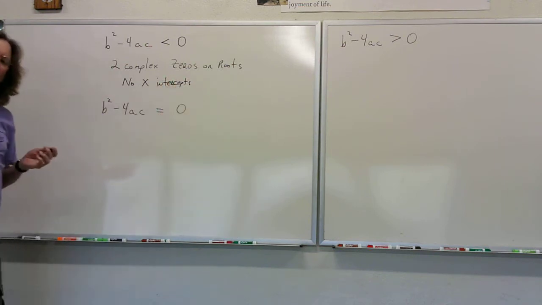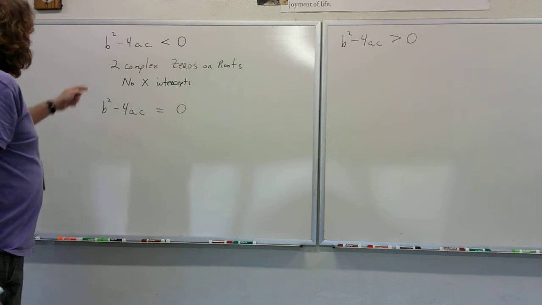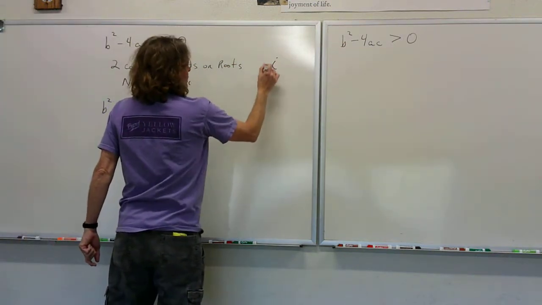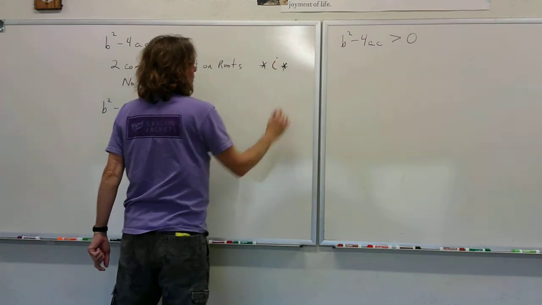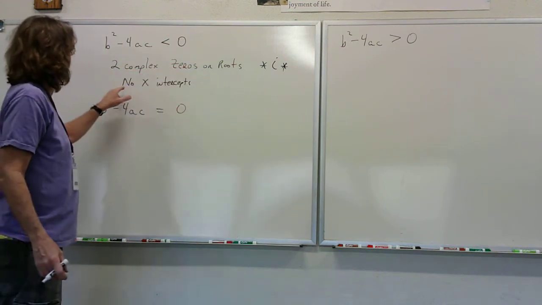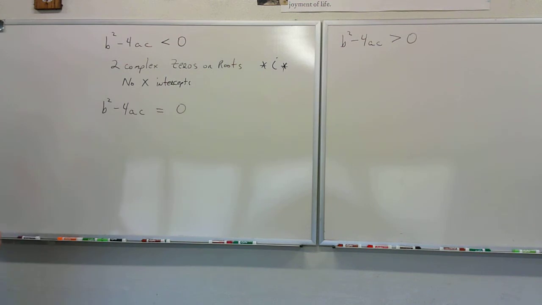Because the x and y axis are on the real numbers, and these two complex zeros or roots have i's in there, you're going to get i's in your answer. Imaginary numbers, complex zeros or roots. But there's no x-intercepts. And that's for if you were solving ax squared plus bx plus c equals 0. Or if you were looking at x-intercepts, you'd be talking about the graph of the parabola.